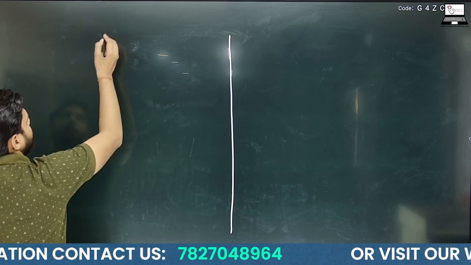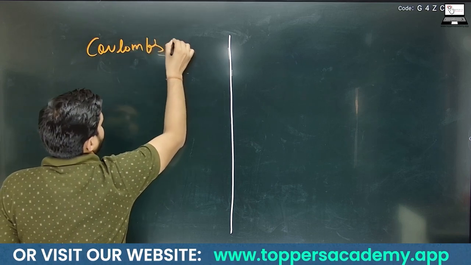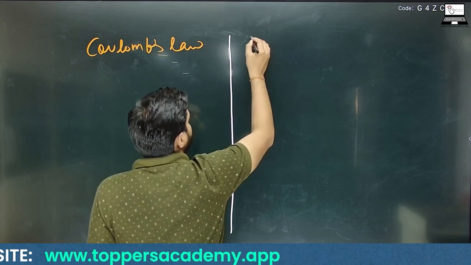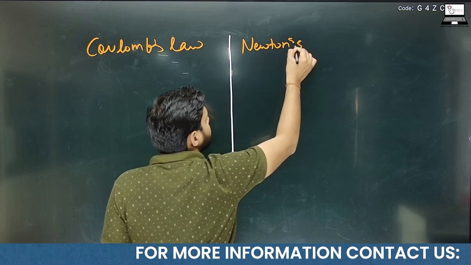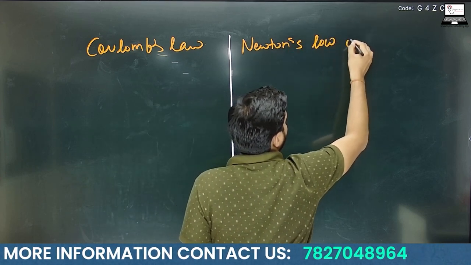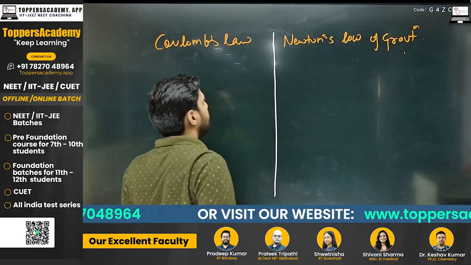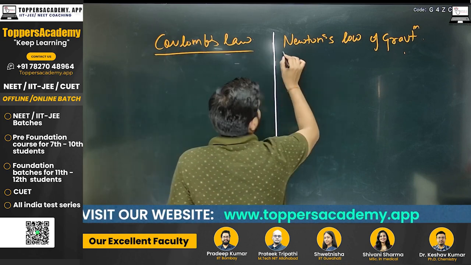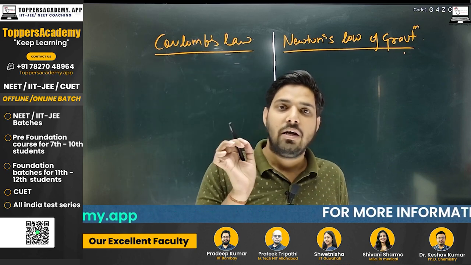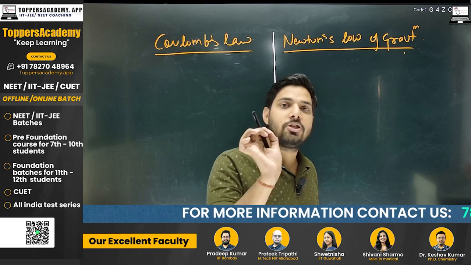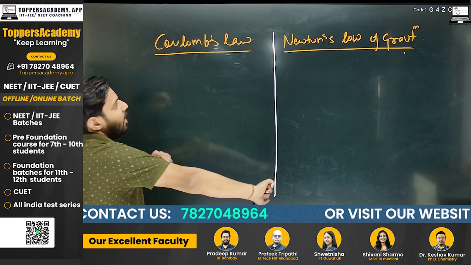Let us have Coulomb's law here and Newton's law of gravitation here. Why are we comparing them? Because they are 99% similar. Let me explain why and how.